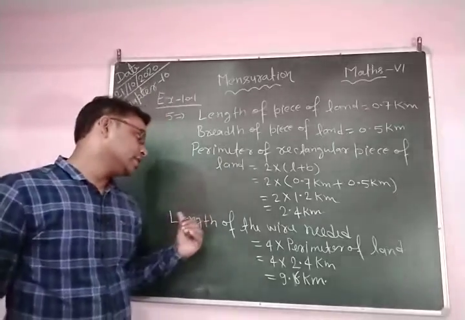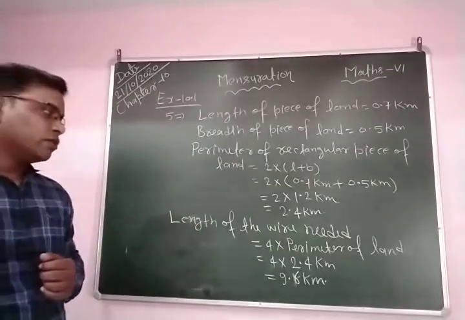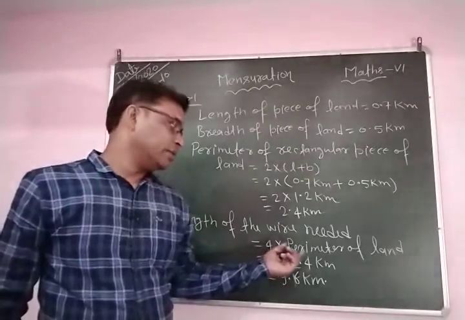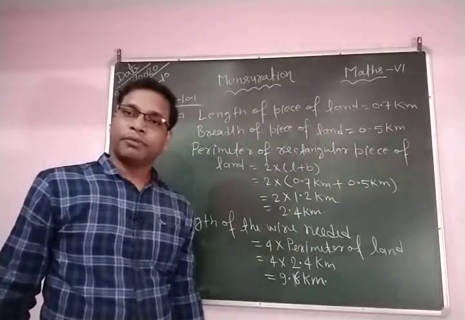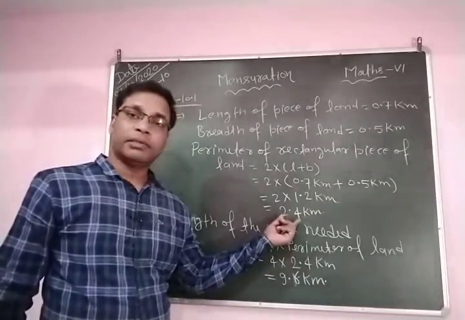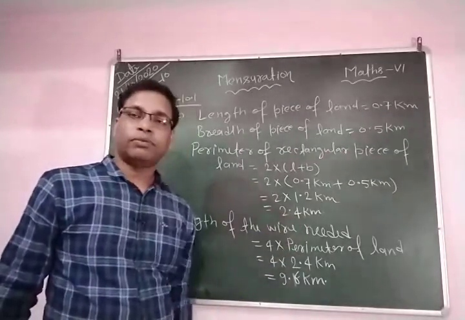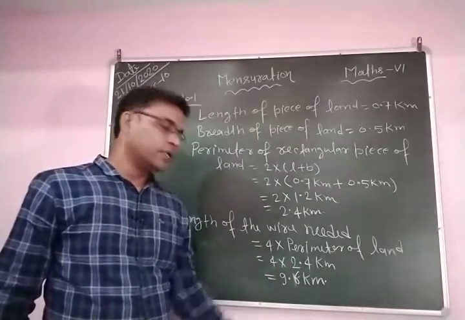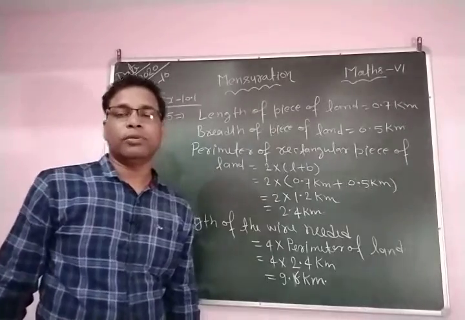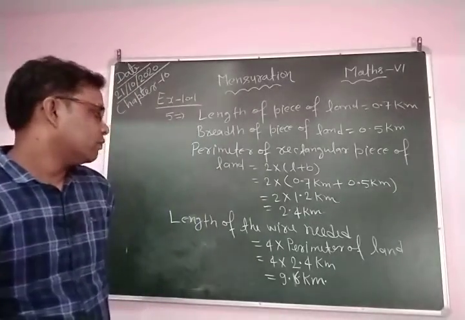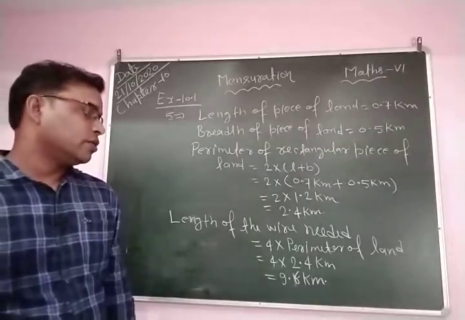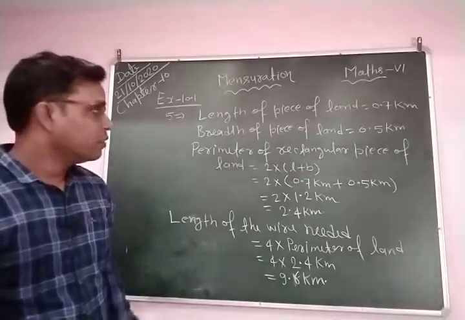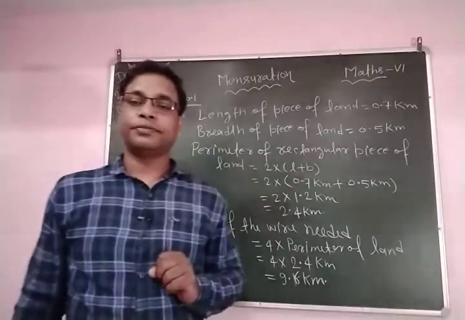So here you can see, the length of wire needed to fence the rectangular piece of land is equal to 4 into the perimeter of the rectangular piece of land. Okay, here you found the perimeter of the rectangular piece of land is 2.4 kilometers. So here 4 into 2.4 kilometers is equal to 9.6 kilometers. So students, I hope all of you understood how to find the length of wire needed to fence the rectangular piece of land. Now we are going to discuss the next question.